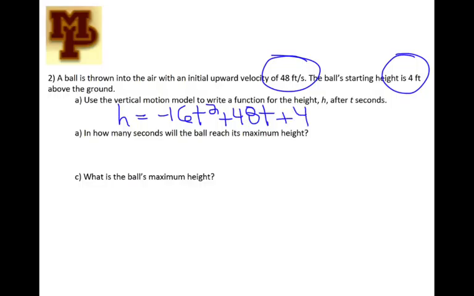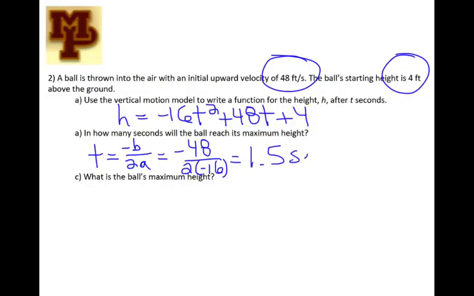When will it reach its maximum height, or how many seconds will that take? So that's negative b over 2a. It's the first part of the vertex. So the opposite of b is negative 48 divided by 2 times negative 16. So plug that in the calculator. 48 divided by 32, so 1.5 seconds. It's actually two negatives, which makes it positive.